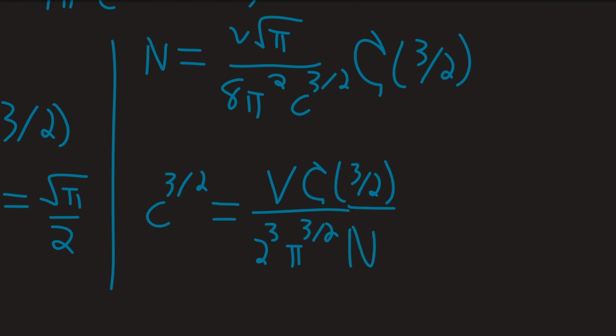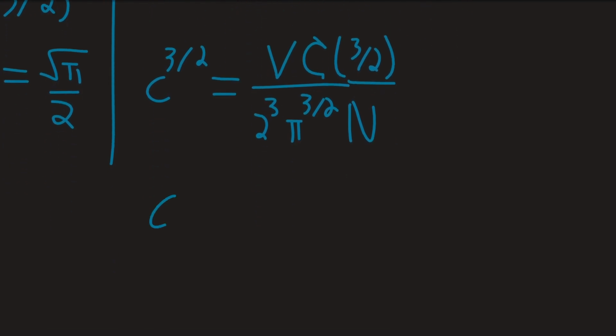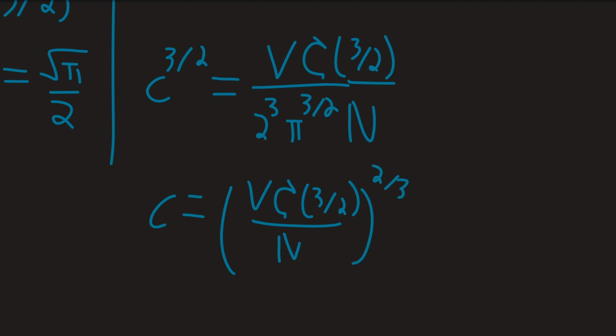But now, just raising this to the 2/3 power, we find that this right here is just v times zeta of 3 halves over n to the 2/3. And then we can just simplify this bit right here, where this 2 to the 3rd, or 2 cubed, just becomes a 2 squared, meaning we have 4, and then pi. So, we're almost there, I swear.